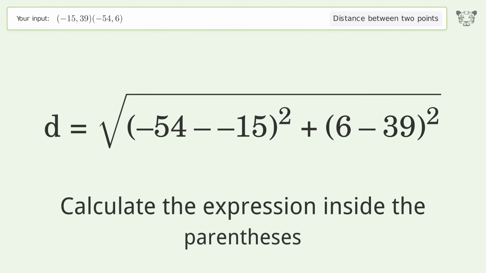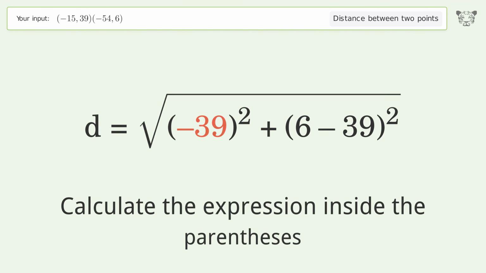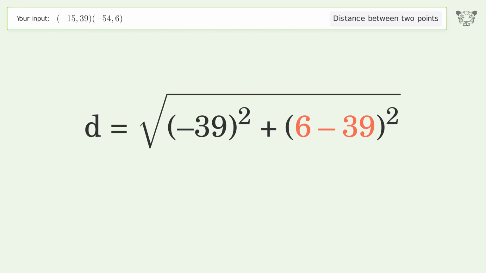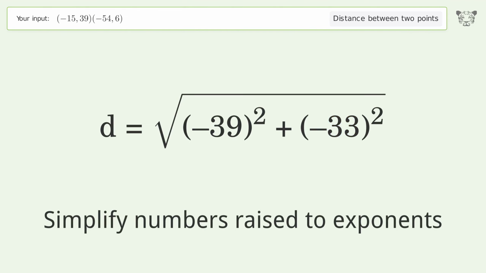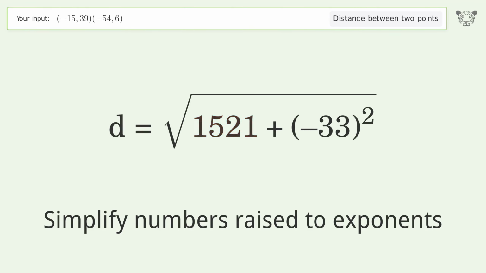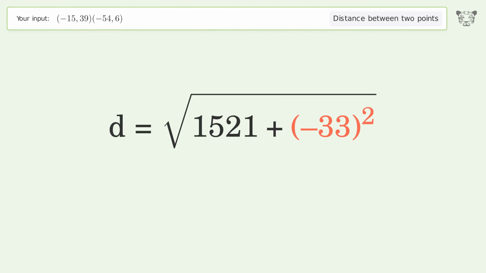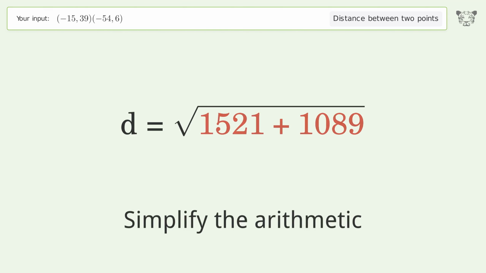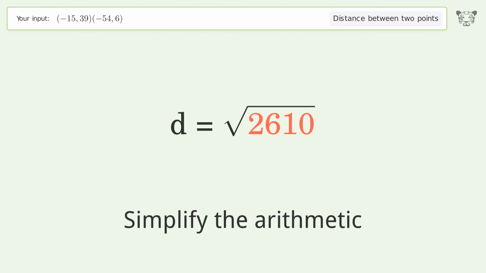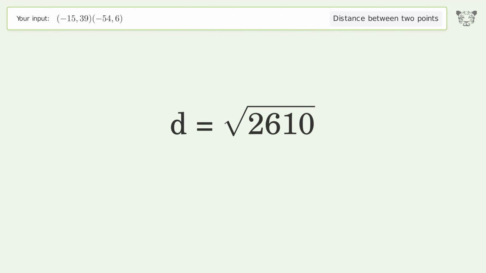Calculate the expression inside the parentheses. Simplify numbers raised to exponents. Simplify the arithmetic. And so the distance between the 2 points is the square root of 2,610, or 51.088.